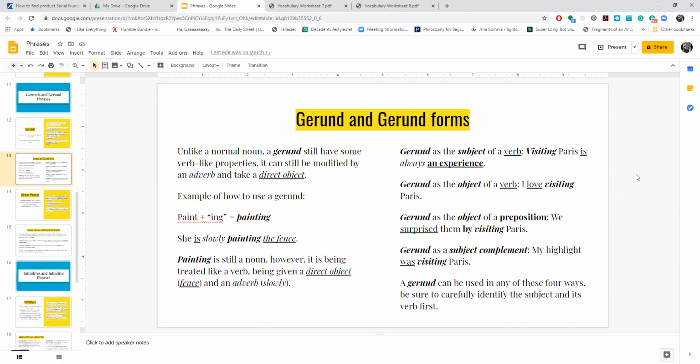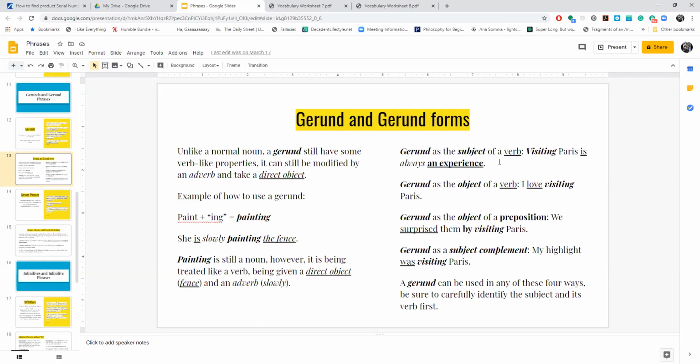I use visit. To visit is the verb that I will be using in the different examples. So here is visit used as the subject of a verb. The sentence says, visiting Paris is always an experience. Visiting Paris is the main subject. Is is the main verb. The noun in this case is visiting Paris. It is always an experience. So visiting Paris is the subject of what is an experience.